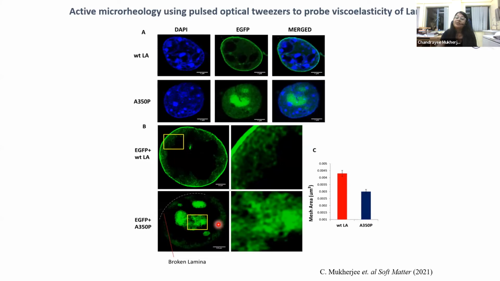And this is also reminiscent of the higher G prime, G double prime values that we obtained from our viscoelastic measurements. And maybe it's turning the protein structurally and functionally compromised. We have already published this part of our study in 2021.